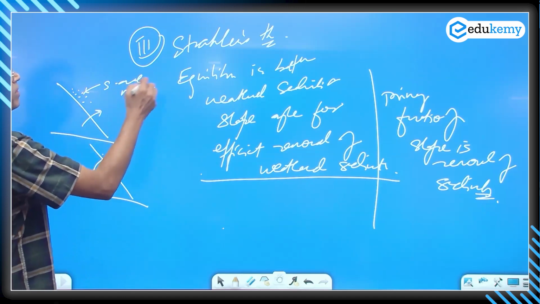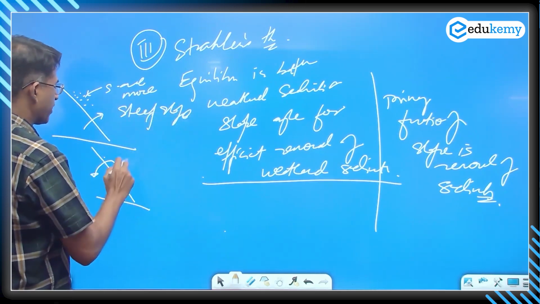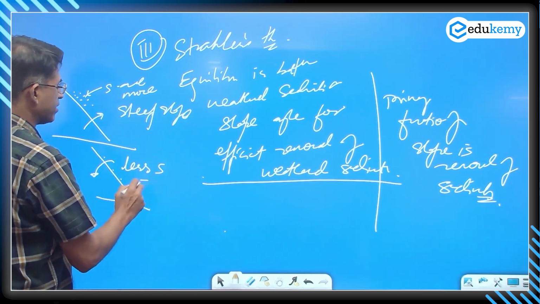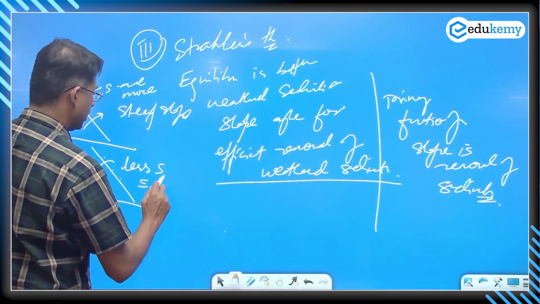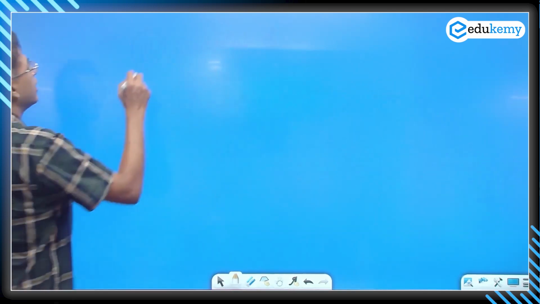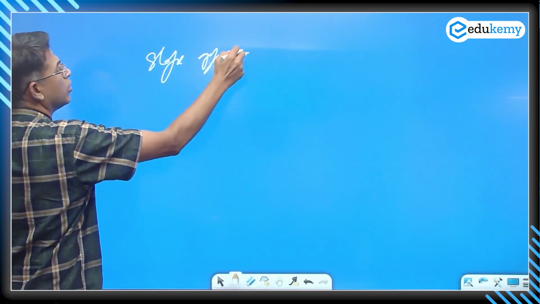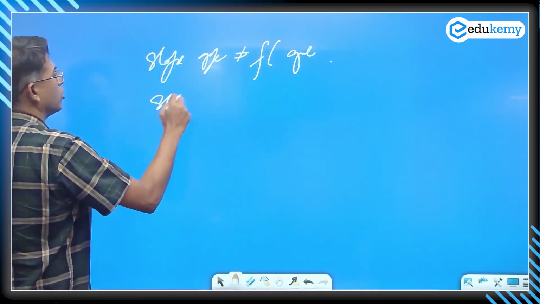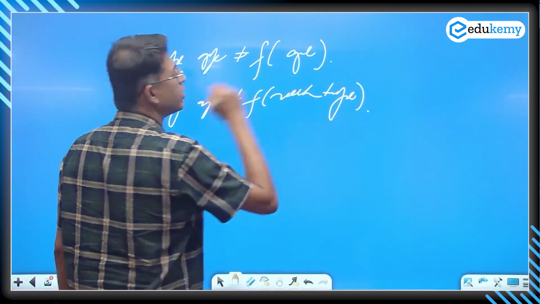So more sediments, then there will be steep slopes. If there are fewer sediments, you'll have less steepness. Therefore, he says that slope angle is not a function of age. Slope angle is not a function of rock type. It's not necessary.